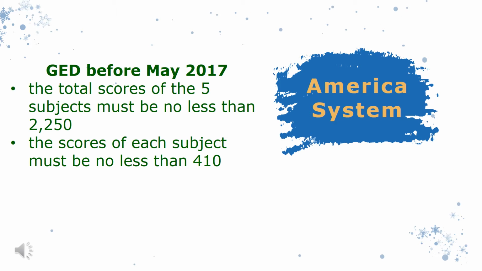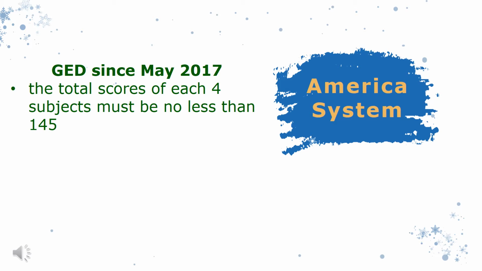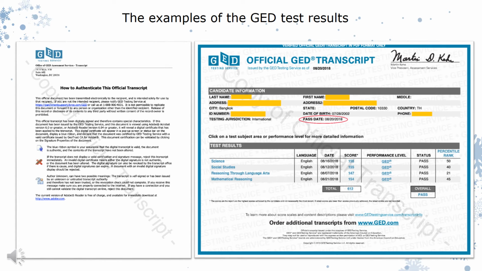For the American system, for those who have the GED test results taken before May 2017, the total scores of the 5 subjects must be no less than 2,250. Also, the scores of each subject must be no less than 410. Those who have the GED test results taken since May 2017, the total scores of each 4 subjects must be no less than 145. Here are the examples of the GED test results.